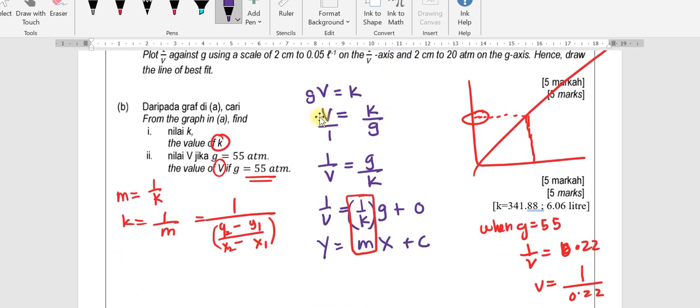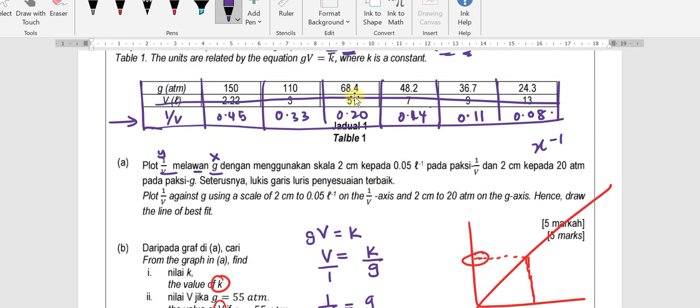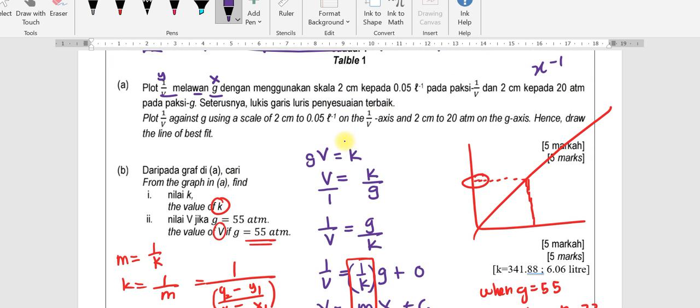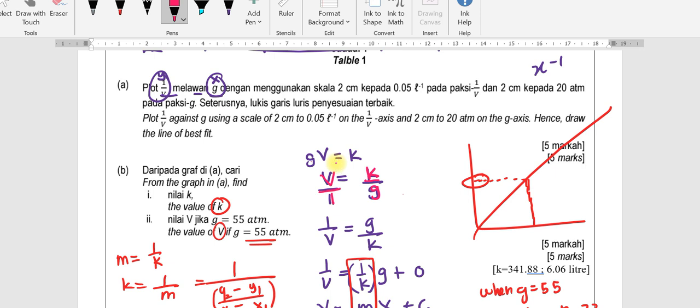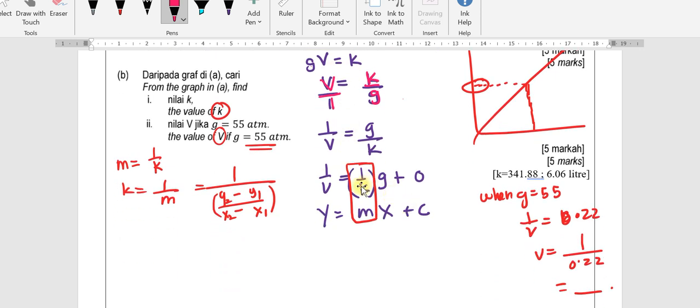So GB equals K, but what do they want? 1 over V versus G. So they want 1 over V. Never mind, we bring the G to there first. So V equals K over G, and this is actually over 1, right? So invert it and it becomes 1 over V. Remember your x-axis is G, so I separate the G. There is no y-intercept, meaning it is zero.